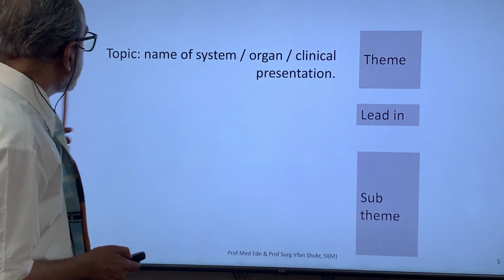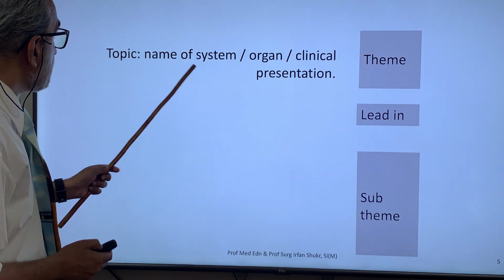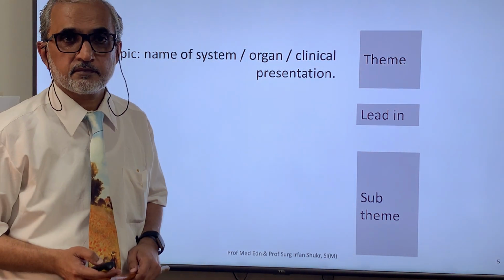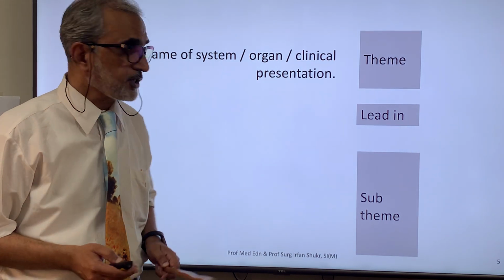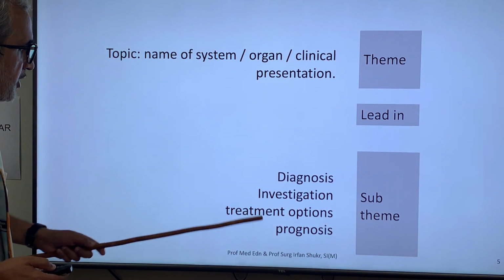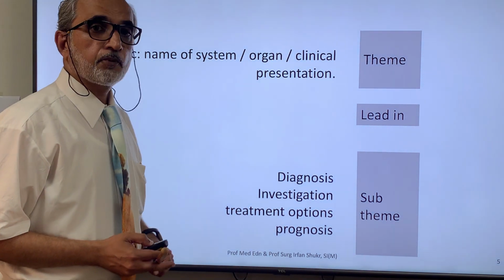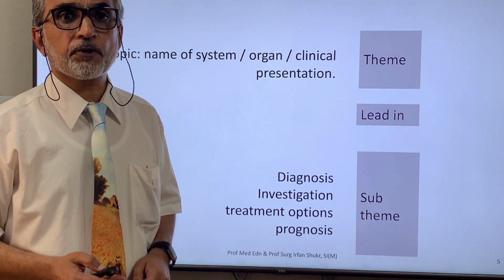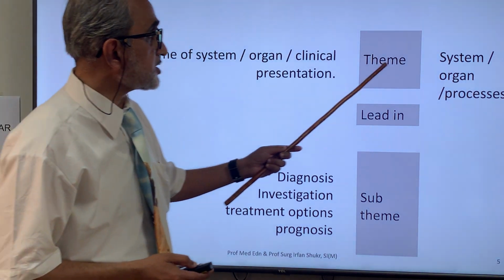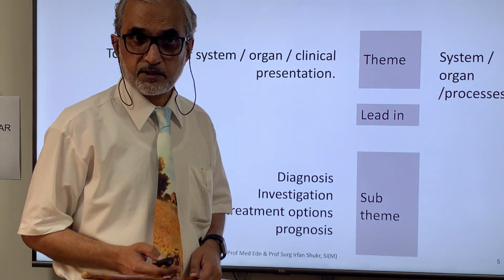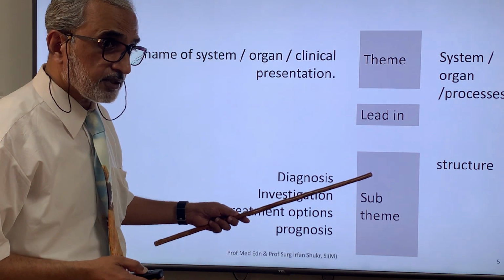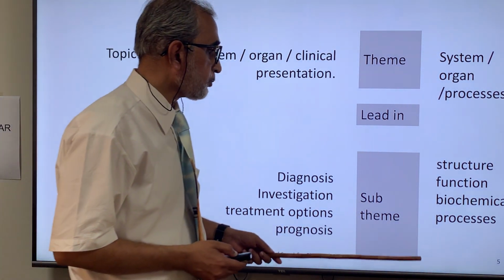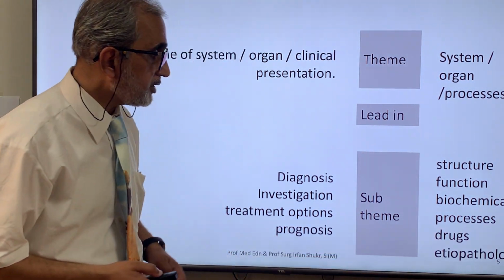This theme in clinical subjects, which is a topic, could be the name of a system, an organ, or clinical presentation. And the sub-theme in clinical sciences could be diagnosis, investigation, treatment options, prognosis, etc. If we talk about preclinical sciences, the theme could be a system, organ, processes, and the sub-theme could be structure of these, function of these, biochemical processes, drugs, and even etiology, etc.